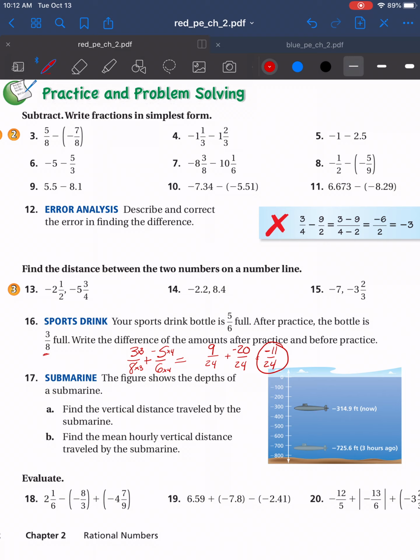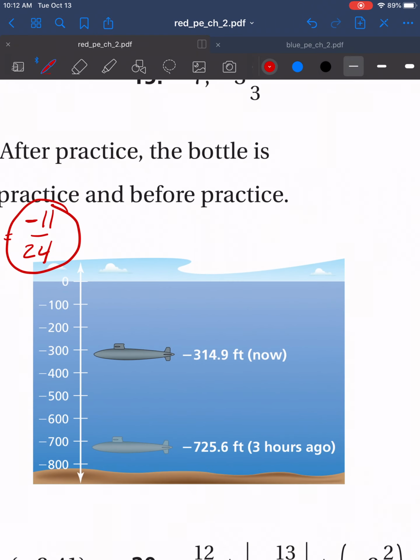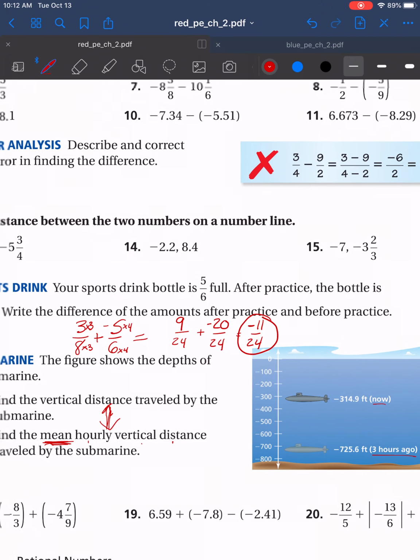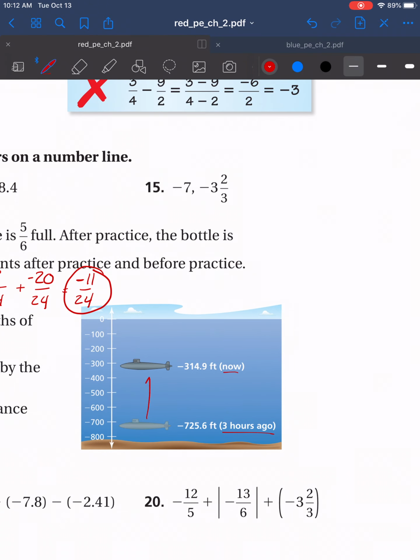The figure shows the depth of a submarine. Find the vertical, in other words, up and down, distance traveled by the submarine. And then it says find the mean, or the average, hourly vertical distance traveled by the submarine. So let's just focus on A first, okay? So we got our submarine, started here, 3 hours ago it was here, now it's here. So obviously it went up, okay?